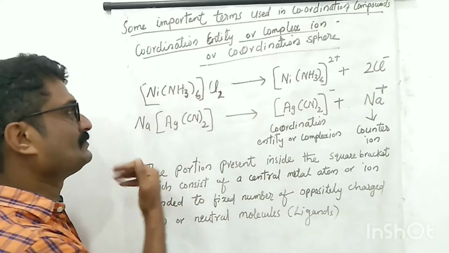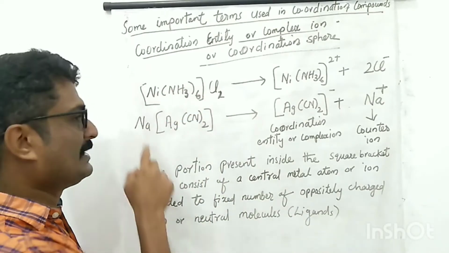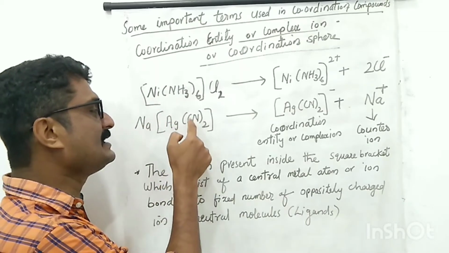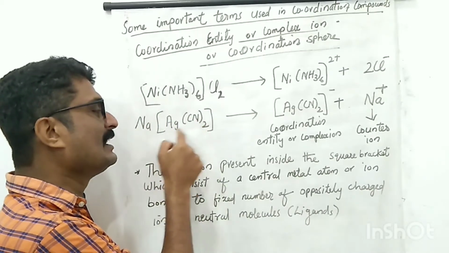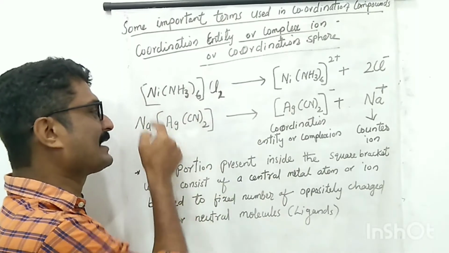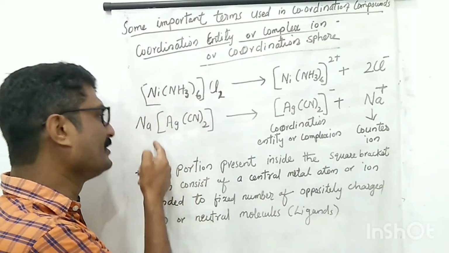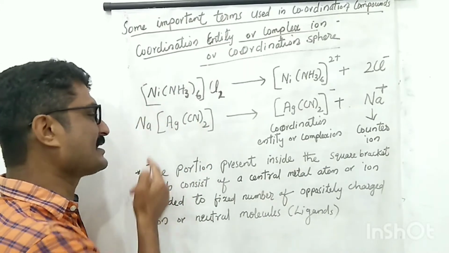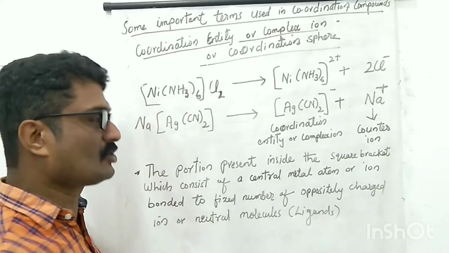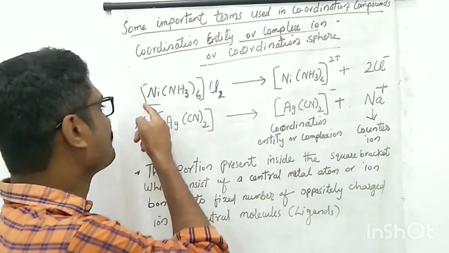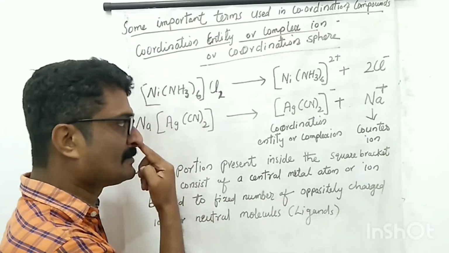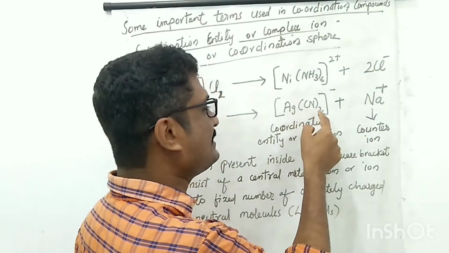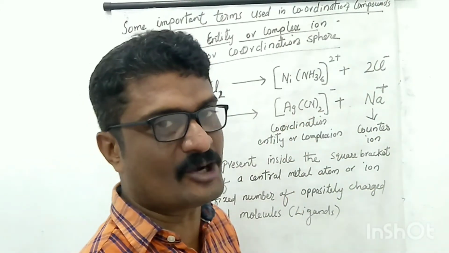Please consider the next example. Na, sodium, then [Ag(CN)2], silver and 2 CN minus present inside the bracket, and the bond between the portion inside the bracket and outside the bracket is an ionic bond. When we dissolve this compound in water, this ionic bond breaks and forms two ions, the Na plus ion and the [Ag(CN)2] minus ion.